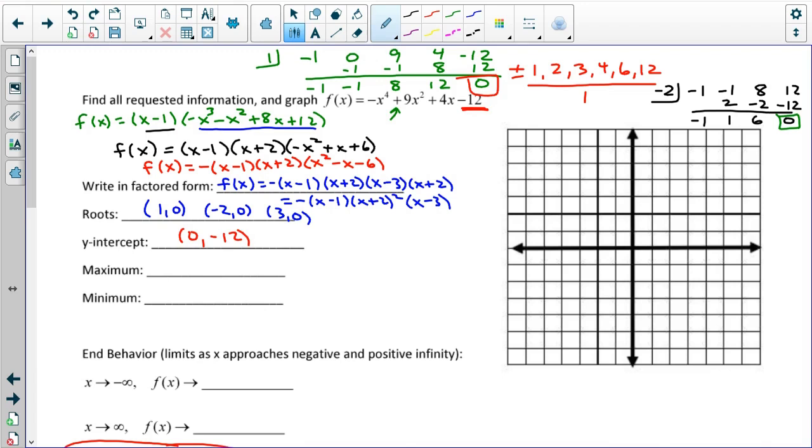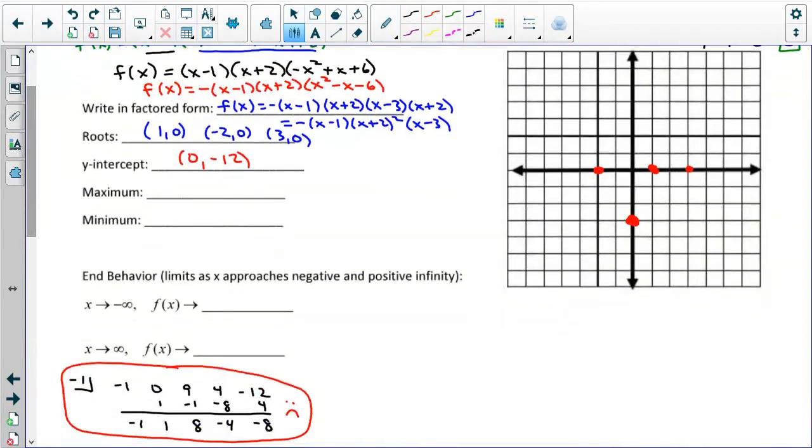I will have a maximum or a minimum in this case. I just have to figure out which way it's going in a minute. So I have -12. I'll just make that -12. So I guess the scale is now 4s. I have a root at (1, 0), a root at (3, 0), and a double root at (-2, 0). Notice that my leading coefficient was negative, and I had an even power. So that means that f of x is going to go to -infinity in both directions.